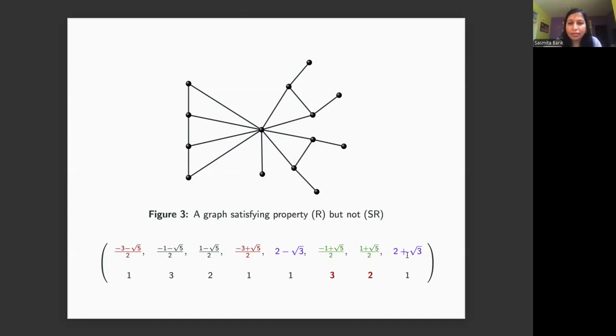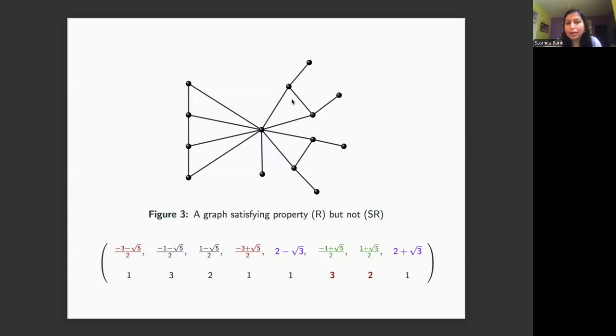I have colored the vertices which are reciprocal of each other. So 2 plus root 3 is the reciprocal of 2 minus root 3. They are a pair and have the same multiplicity. But here 1 plus root 5 by 2 appears, and its reciprocal is minus 1 plus root 5 by 2, and these have multiplicities 2 and 3 respectively, so they are not matching. Similarly, here also you can see these two are not matching.